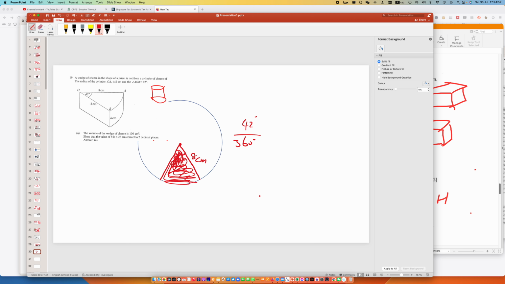Wait, you have been taking so long. You just have to use pi r squared, and this is 8 squared, and then you just key this into your calculator. What makes you spend so much time?